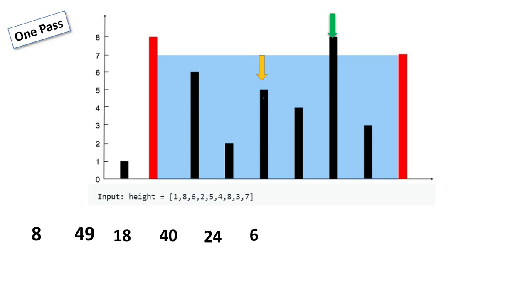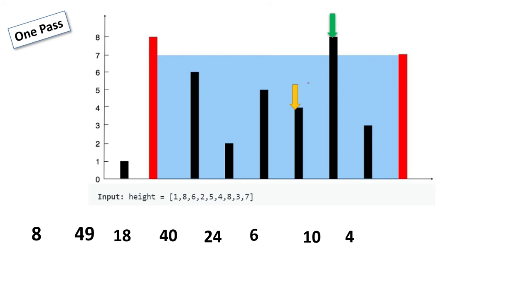And how much water it can contain? 5 into 2, that will be 10. Then among 5 and 8, 5 is less, so we have to move it to the right if we can get something better. Then the new height will be 4, and the water it can contain is 4 into 1, that is 4. Now we can't move it further because we have to maintain the left always should be less than the right. There we have to stop.